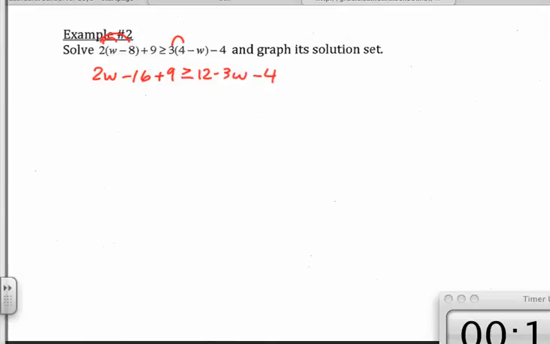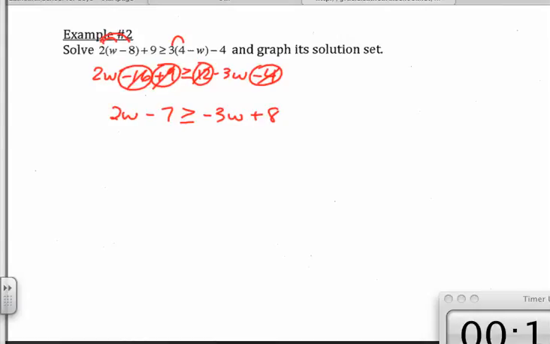Okay? So I have distributed. Now I need to combine like terms, the adding and the subtracting. So I can combine negative 16 and 9. That's going to give me 2w minus 7 is greater than or equal to, I can combine the 12 and the negative 4 and get negative 3w plus 8. All right, now I think I've combined all the like terms on each side that I can. Now I have to start solving.